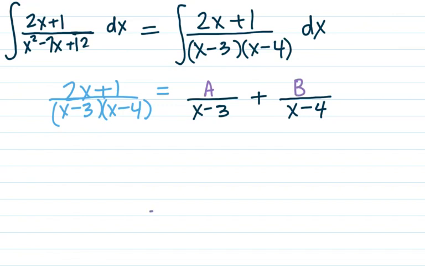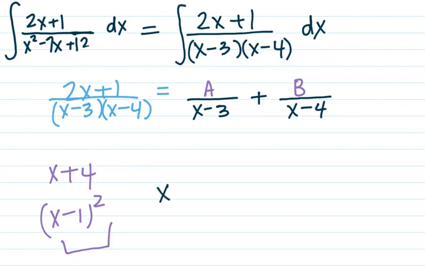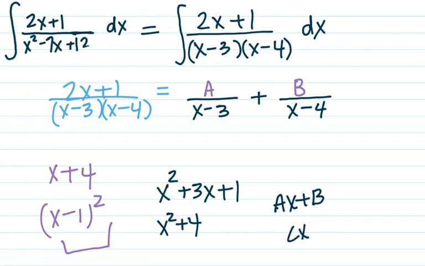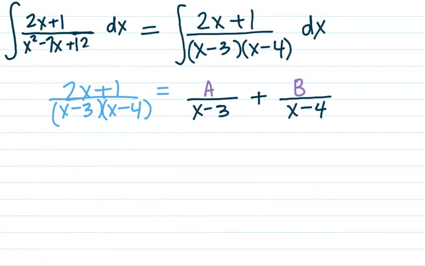Now linear factors, it could be x plus 4. It could also be x minus 1 squared. This is what we would call a repeated linear factor. If we had, let's say, a quadratic factor like x squared plus 3x plus 1 as the denominator, or x squared plus 4, then in the numerator you would write something like Ax plus B or Cx plus D, just depending on how many terms you had. Alright, but since we have linear factors, we only have to put a constant up top.